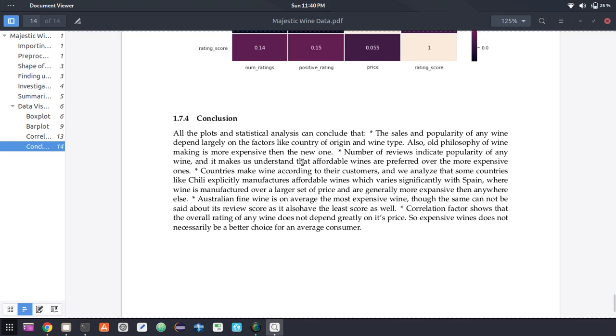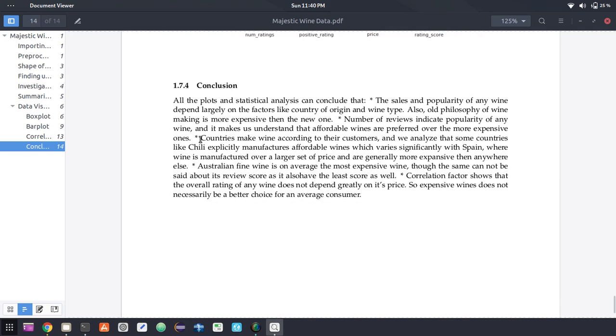More affordable wines are preferred over the more expensive ones, because the number of reviews for expensive ones was really low, and countries make wine according to their customers. I've already said that some countries like Chile explicitly manufacture affordable wines. We have seen that the graph was really low, and it's a real contrast with Spain, which makes expensive wine. That's because of the demand.